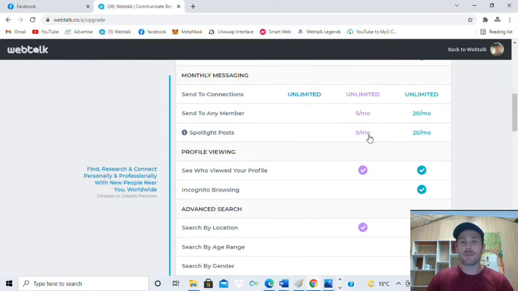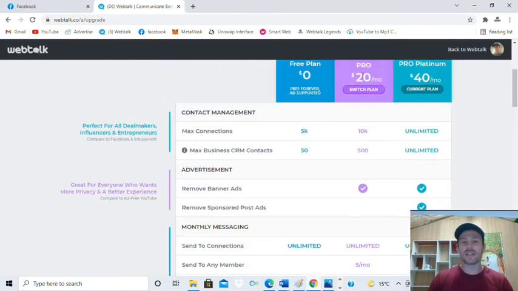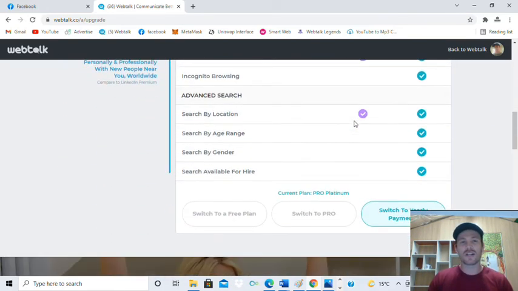So everyone that upgrades to Pro gets 5 Spotlight posts a month, and everyone on WebTalk right now wants Spotlight posts. What they do is they give out a notification to everyone that's following them to let them know that they've posted. So it's increasing engagement, it's increasing points, therefore it's increasing the ad revenue, this sort of thing. So anyone that is talking about these features, you want to leverage or you want to talk about them yourself.